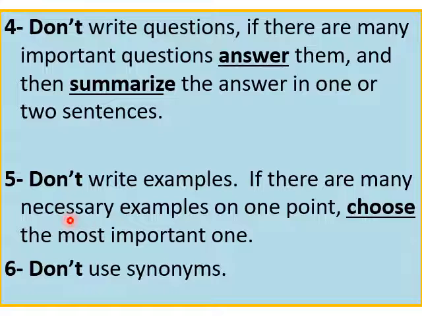If there are many necessary examples on one point, choose the most important one. Even if I feel they are all very important, choose the most important one and write it, but not all of them. For example, if you have 3 or 4 examples, don't write them all. If there is one, or if they are very important, choose the most important one. If they are not important or I can do without them, ignore all of them. Don't write any of them.